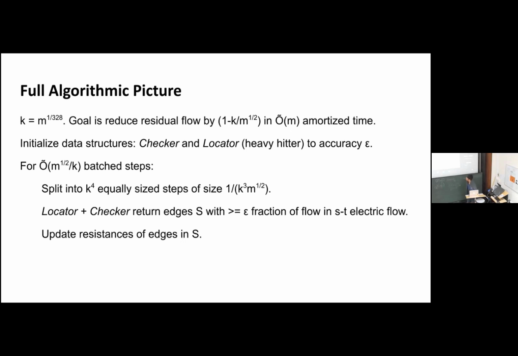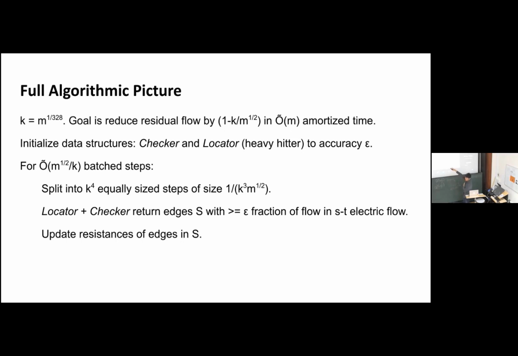So we're going to do it in root m over k phases. In every phase, we're going to split the phase into poly k, I think k to the 4th, batched steps, each of size 1 over k cubed root m. The reason for this is that in the interior point method, we need to make sure we're only ever adding an ST flow. So we need to split it a bunch to get closer to the gradient flow of the central path.